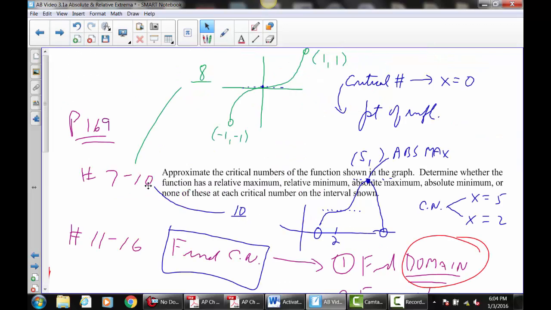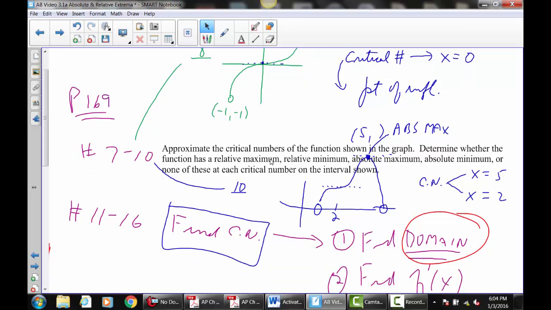In numbers 7 through 10, they give you the graph. It says approximate the critical numbers of the function. So they're asking you to just look at the graph and see if you can think of a place where there's a horizontal tangent line, a vertical tangent line, or no tangent line. And then it's saying, okay, determine whether the function has a relative max, a relative min, an absolute max, an absolute min, or none of these at each critical number. So it looks like there's a horizontal tangent line here at 0. However, it's a point of inflection. It's not any kind of max or min.